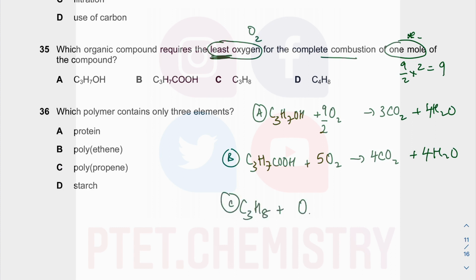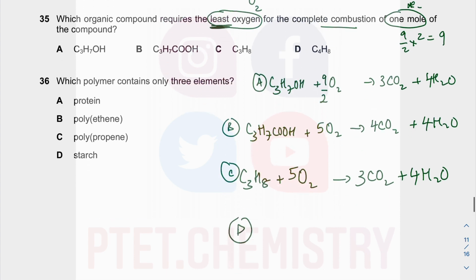C3H8 plus O2. Remember, I cannot change the number in front because they say 1 mole, so you've got to use the fraction. Okay, so be very careful here, especially those people who don't really like fractions, you need to read what they want. 1 mole, 1 mole, 1 mole. 3 CO2, 4 H2O for the same reason as I outlined before. 3 times 2 is 6, plus 4 is 10, so I need 5.